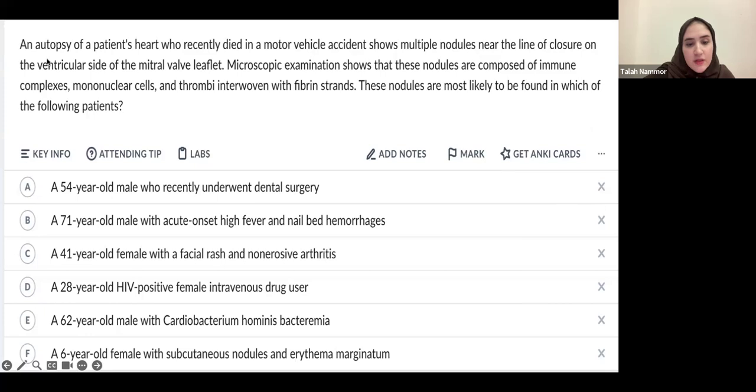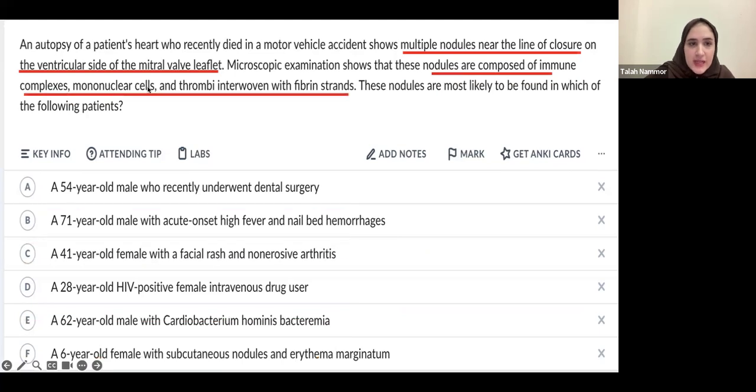Okay, an autopsy of a patient's heart who recently died in a motor vehicle accident shows multiple nodules near the line of closure on the ventricular side of the mitral valve leaflet. These nodules are composed of immune complexes, mononuclear cells, and thrombi interwoven with fibrin strands. So, what do you think?